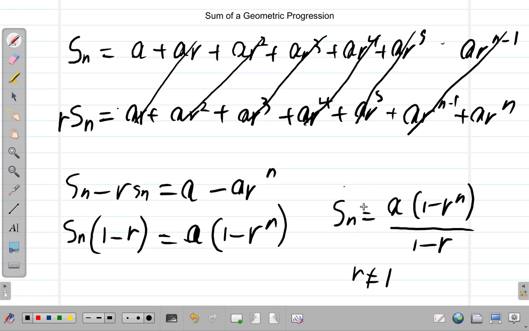So here we have the formula, this equation that gives you the sum of a geometric progression.